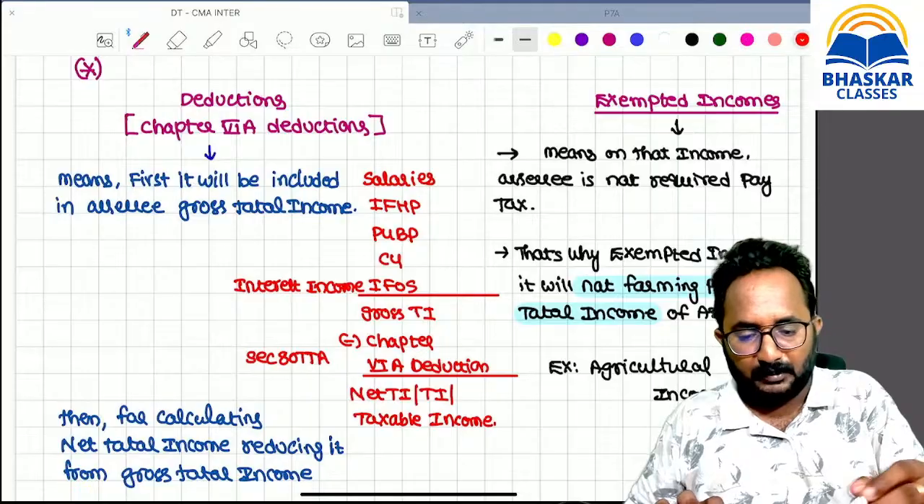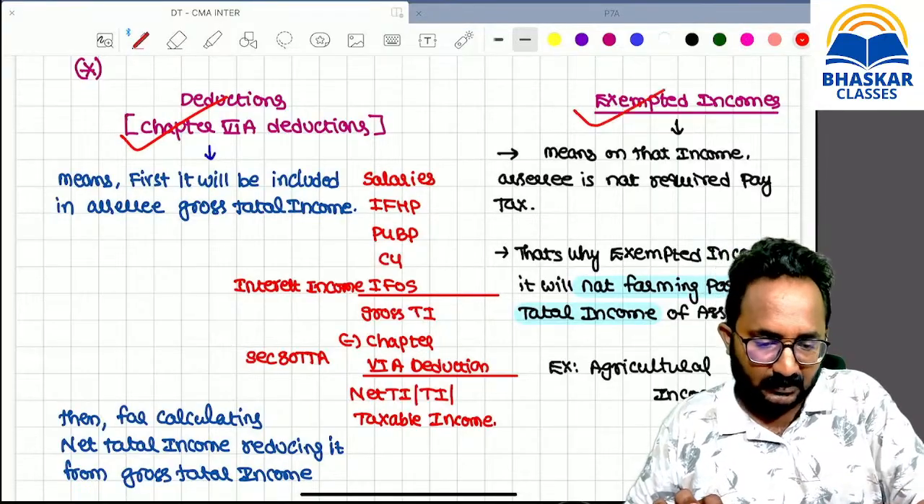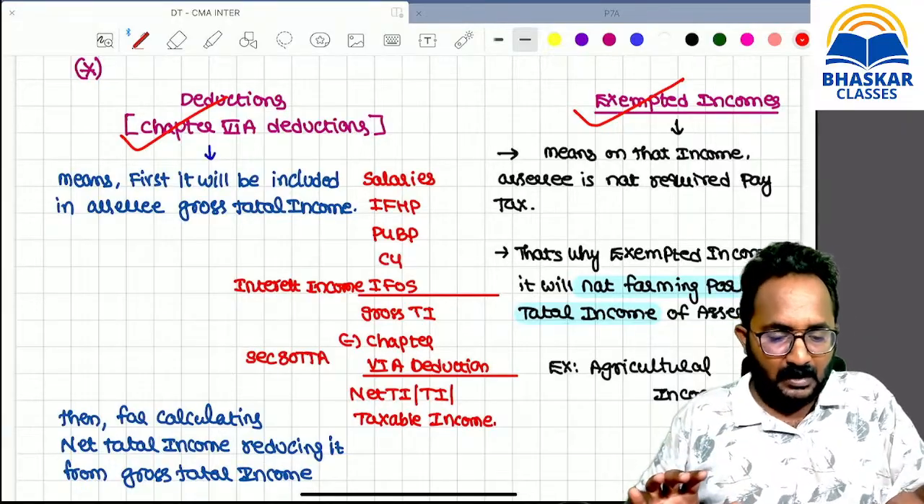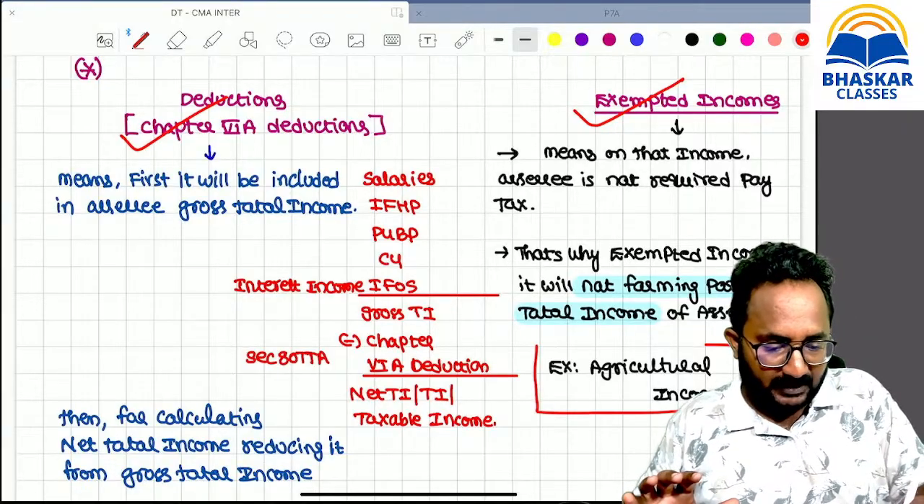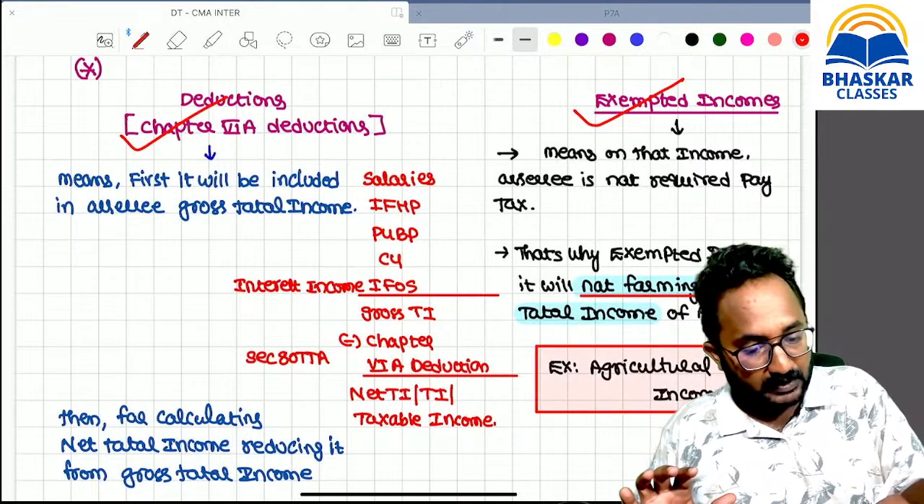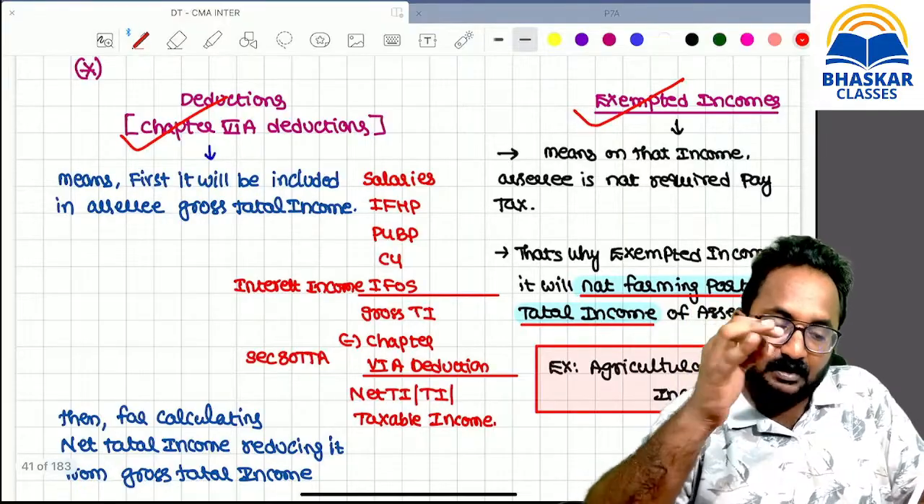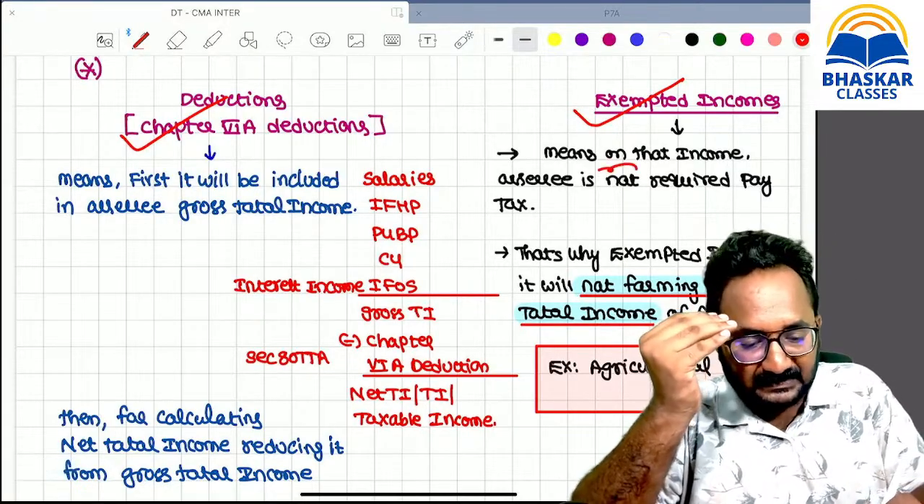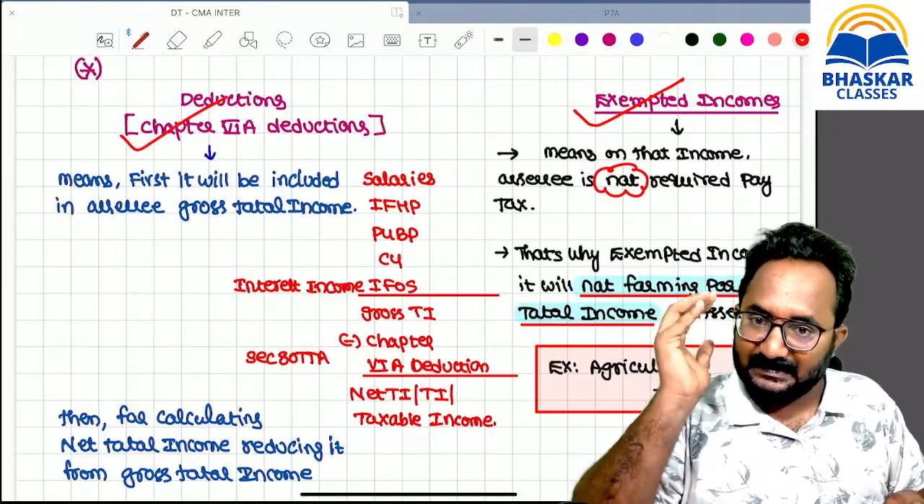Then we have one more differentiation factor. What do you mean by deduction, and what do you mean by exemption? Exemption means it is not forming part of total income. For example, agricultural income is exempt from tax, so it will not be included in our total income. If it were included in our total income, it would be taxable. The Assessee is not required to pay tax on that exempted income.